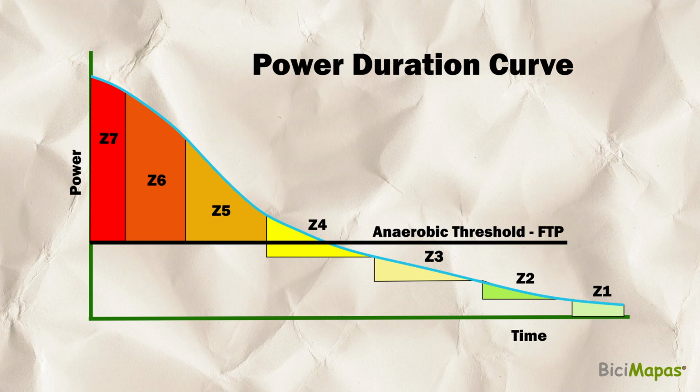Zone 4, threshold. Hard but sustainable, increases FTP. Zone 5, VO2 max. Very hard, boosts max aerobic power. Zone 6, anaerobic capacity. Short, high-intensity bursts. Zone 7, neuromuscular power. Explosive efforts, sprints.